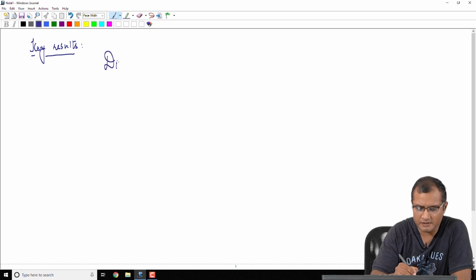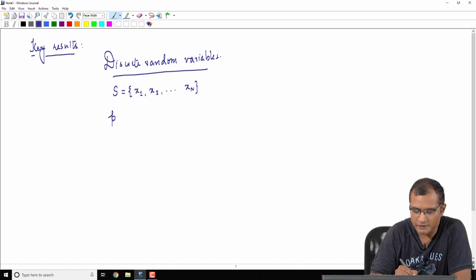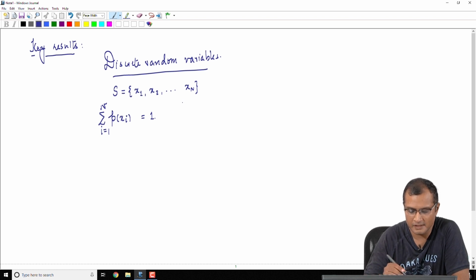If you have the case of discrete random variables, then you basically have a set of outcomes which are discrete. So, the outcomes could be x1, x2 all the way to xn, okay. And the probability of each outcome, if it is summed over all possible outcomes, is normalized to unity, okay. So, this is the normalization condition, and these p of xi are basically probabilities.